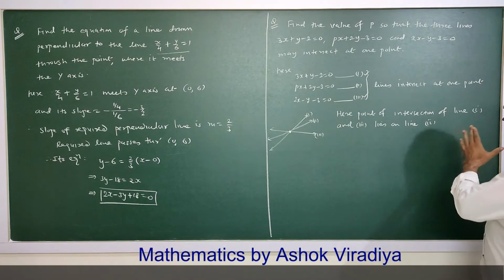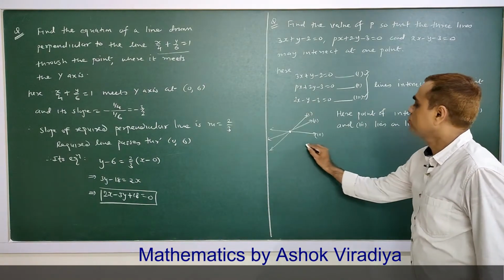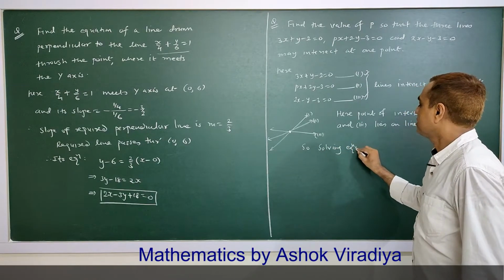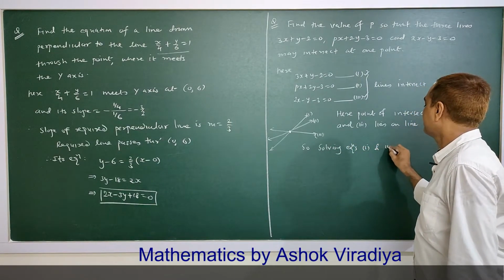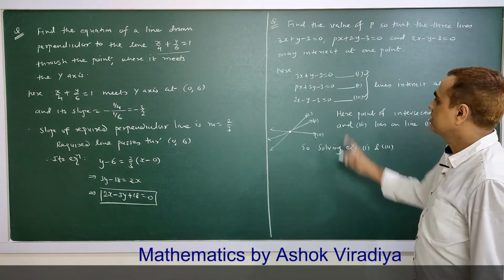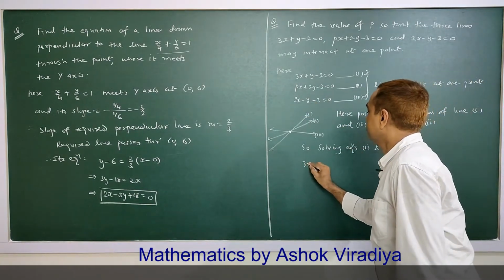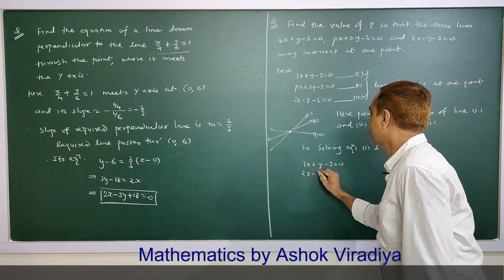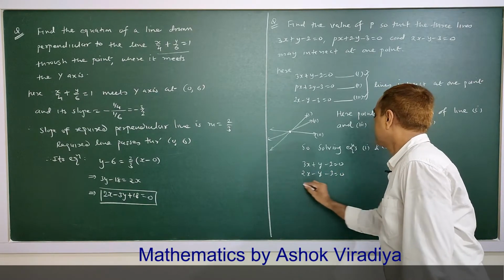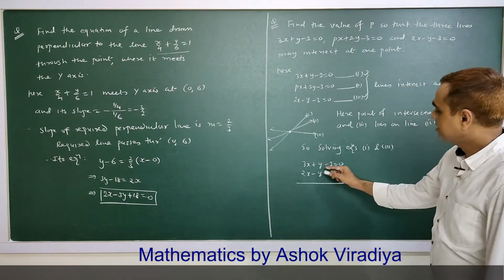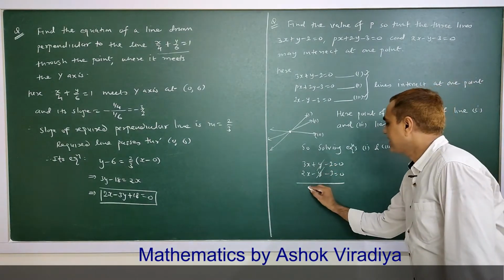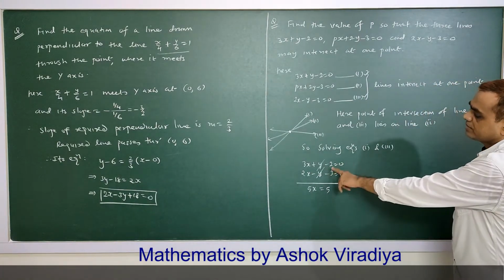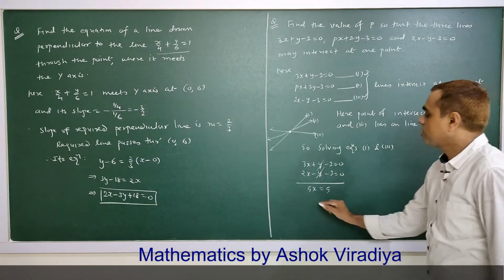So let us find the intersection of 1 and 3. So we are solving the equations 1 and 3. This is 1, this is 3. So 3x plus y minus 2 equal to 0, and 2x minus y minus 3 is 0. Here y will be cancelled. We are taking addition. 5x equal to 5. This is minus 5, take it to this side, so that is plus 5. So x equal to 1.